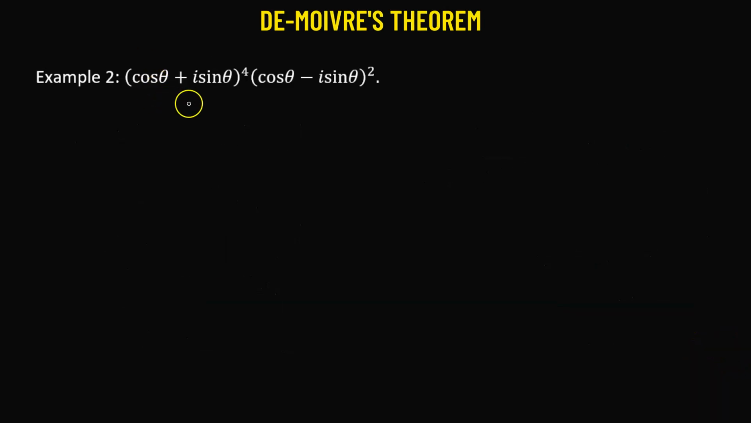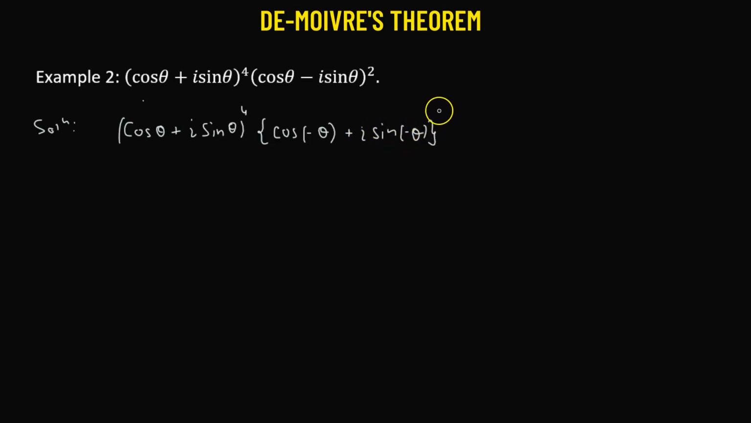So let's try to simplify the given expression. We have (cos θ + i sin θ) raised to the power of 4, and we have (cos θ − i sin θ) whole squared. So let's begin. Our first expression, cos θ + i sin θ, let it remain the way it is. It's raised to the power of 4. Now cos θ − i sin θ can also be expressed as cos(−θ) + i sin(−θ) whole raised to the power of 2.